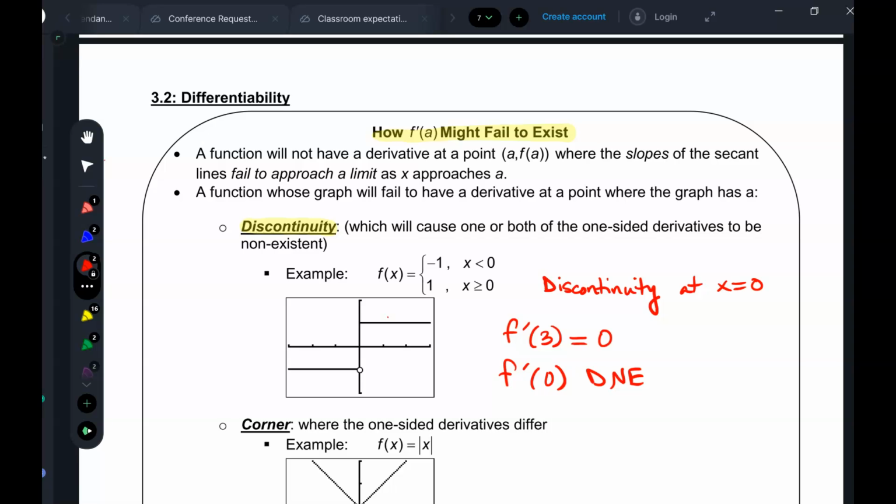I don't understand. So what's this? So the slope here is 0. The slope here is 0. However, right here, I can't find the slope because it's not continuous. Okay, so when we get to the examples, it'll make a little bit more sense because I'm going to go step by step. So step 1 is always look for continuity or discontinuities.